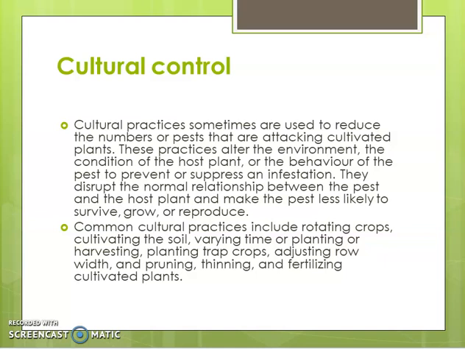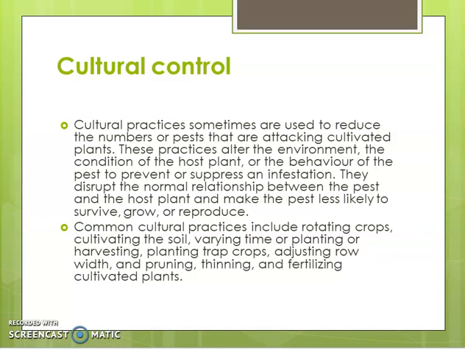Cultural practices sometimes are used to reduce the number of pests that are attacking cultivated crop plants. And these practices sometimes alter the environment, the condition of the host plant, or the behavior of the pests to prevent or to suppress an infestation. They sometimes disrupt the normal relationship between the pest and the host plant and make the pest less likely to survive or grow or reproduce. So in other words, there's some competition here from the crop plant.